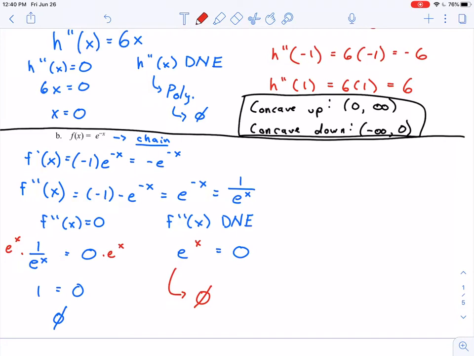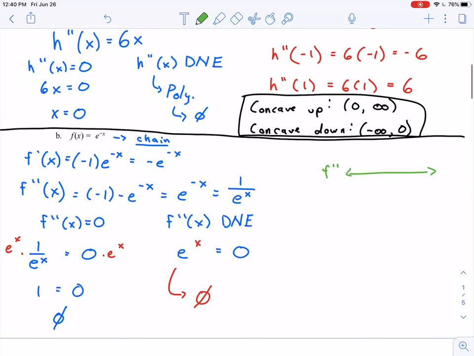So this is a really odd case. We've never really run into this problem before, but I think it's worth talking about. We actually don't have any partition numbers. Neither one of those cases gave us any x values to work with. But that's okay. I'm going to construct my number line just like I normally would. f double prime of x.